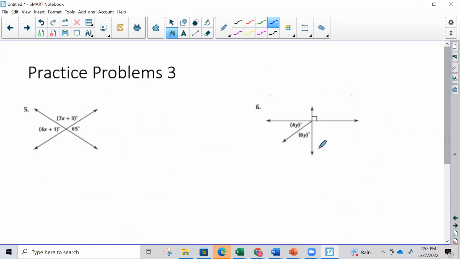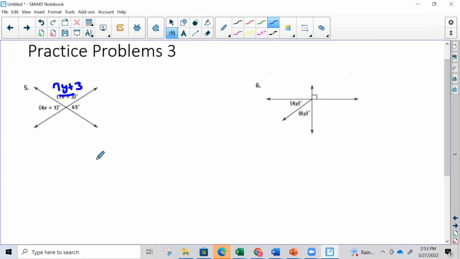So for a few more practice problems with algebra, we want to find the variables x here. And this one, it's going to change this a little. This should probably be 7y plus 3. Okay, and we'll leave this one as 4x plus 1. They should be different variables because I don't think they'll come out as the same. Okay. So let's start with the 4x plus 1.